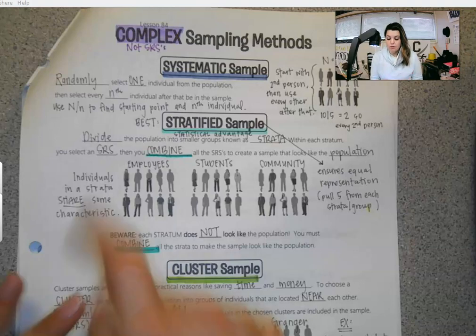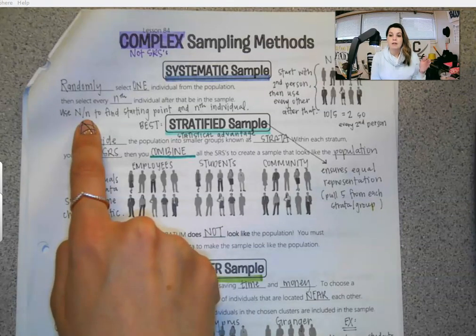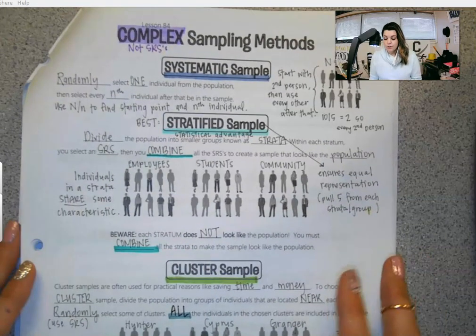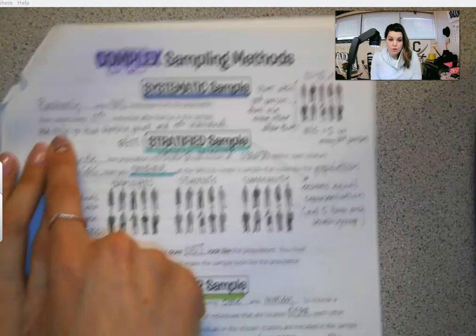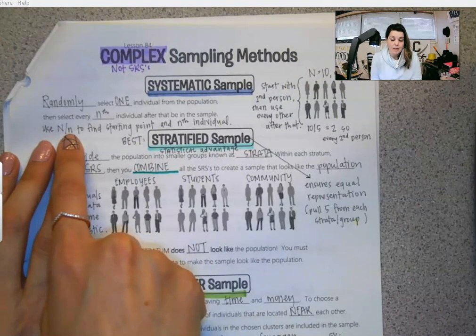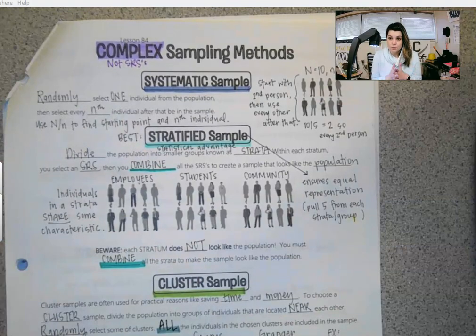So our first one was systematic. The keyword that we're looking for is every nth person. Whenever they're describing a systematic sample, you're taking every 5th person, every 8th person, every 50th person. How you determine where you start and what nth you take, you usually do your population size divided by your sample size. Whatever number that gives you, you randomly select between 1 and that number, and then you take every nth of that number afterwards.